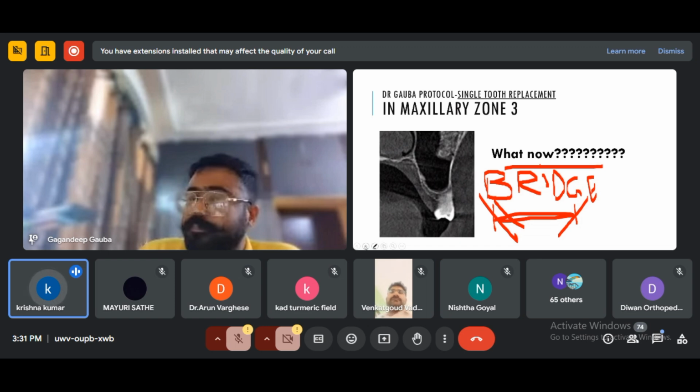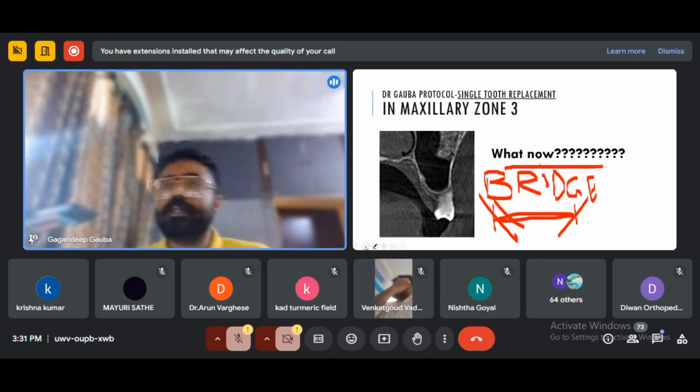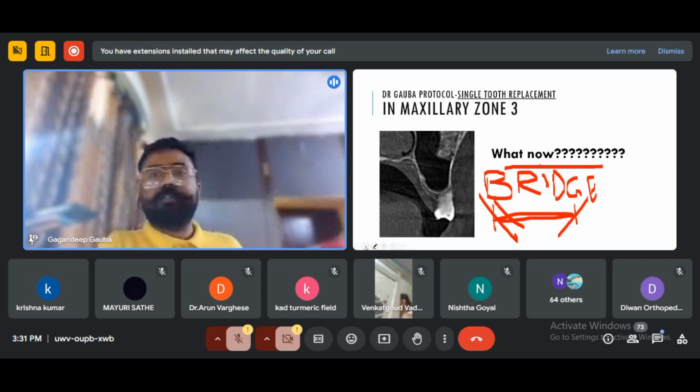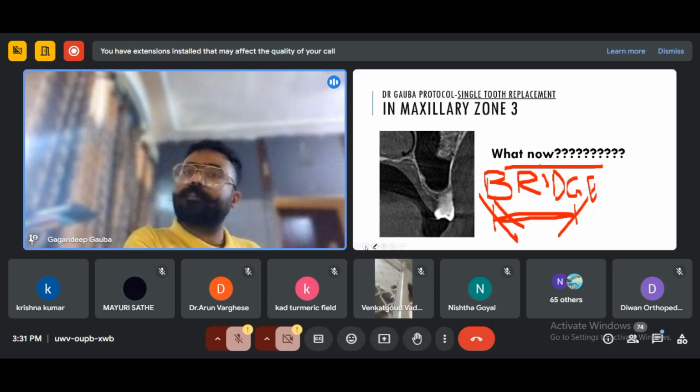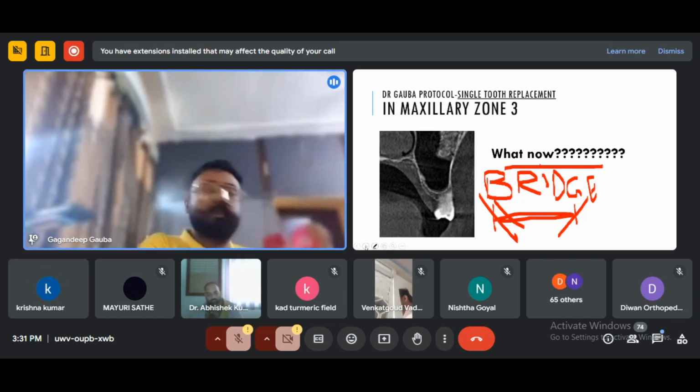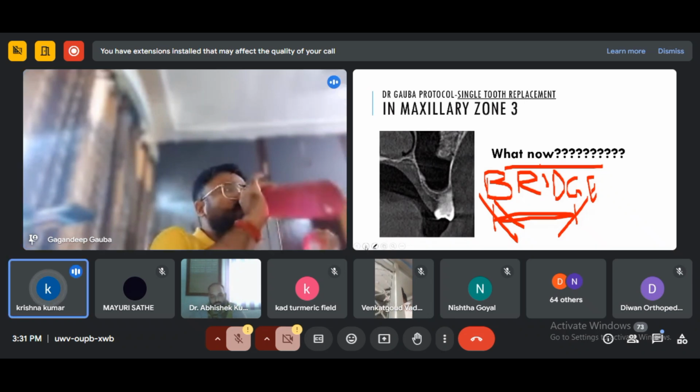Sir, excuse me. Sir, in the molar region, does the large implant have to be placed on the buccal side or the palatal side? In extraction sockets, the large diameter implant, at least 5.5 mm, should be placed in the palatal socket, and the 3.5 mm implant should be placed in the mesiobuccal or distobuccal root socket. Okay, thank you, sir.